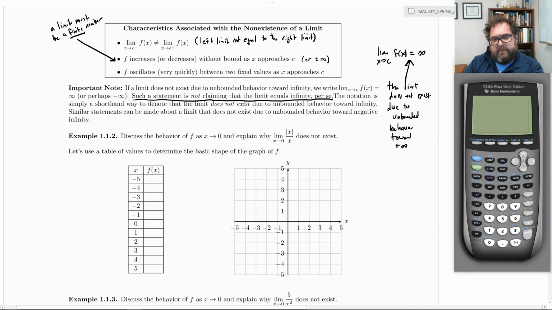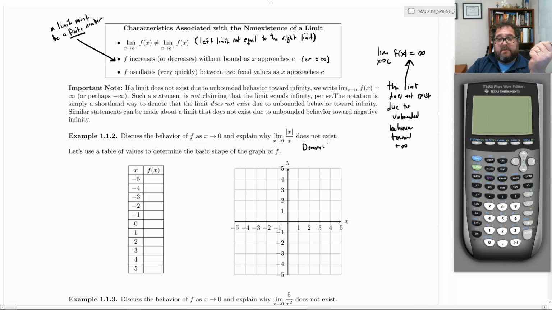If you want to figure out the behavior of absolute value of x over x as x approaches 0, first of all, why are we even investigating the behavior as x approaches 0? Because if you think about the domain, 0 is not in the domain of this function. 0 is not in the domain.